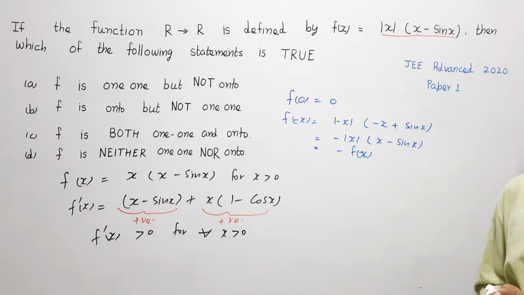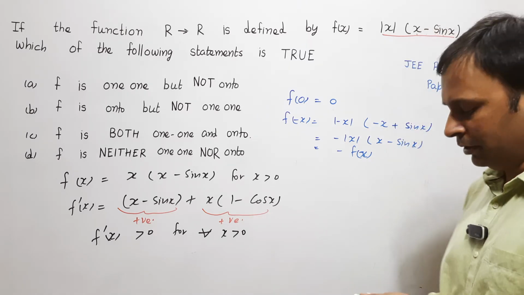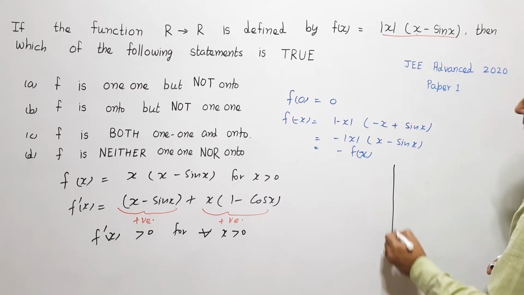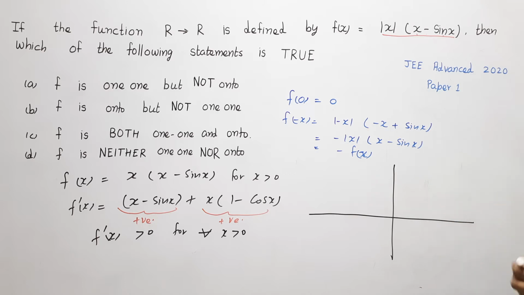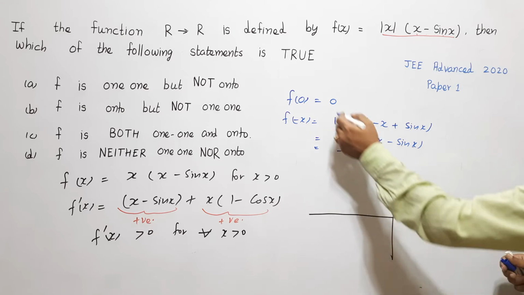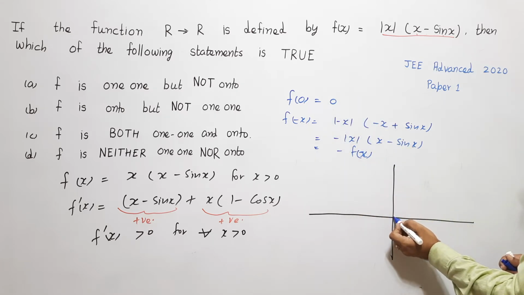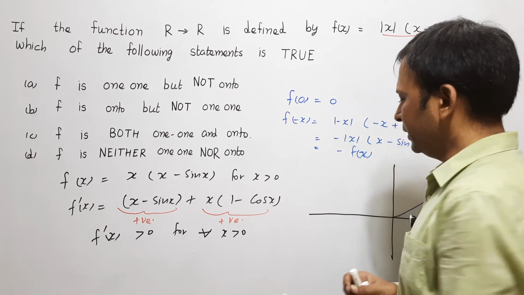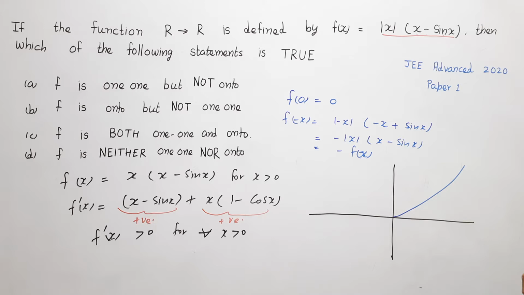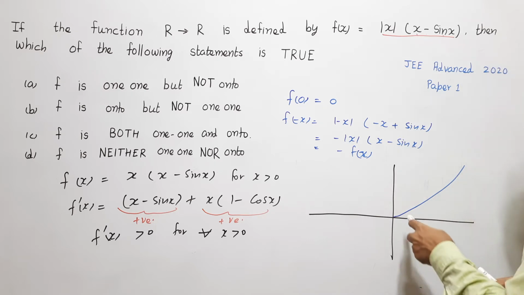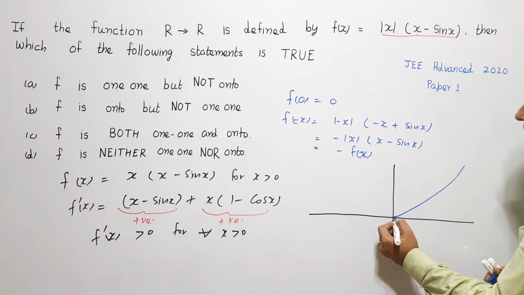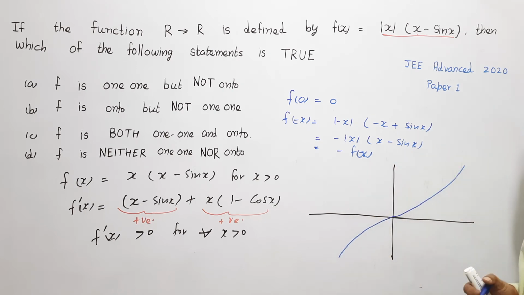So the function is monotonically increasing, and it will always be strictly increasing. So if you plot the graph for the values of x which are positive, the graph will follow the increasing tendency, and f(0) is 0, so it will go like this. Now on the negative side, because we have proved that the function is an odd function, whatever be its behavior in the first quadrant, it would be the same replica in the third quadrant.